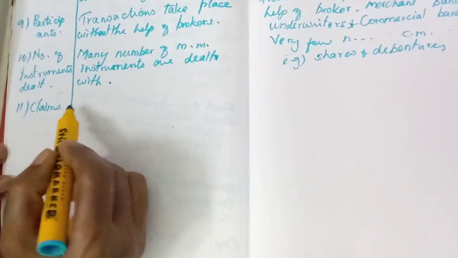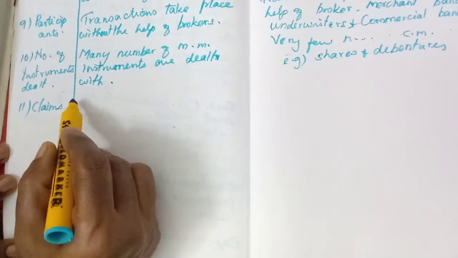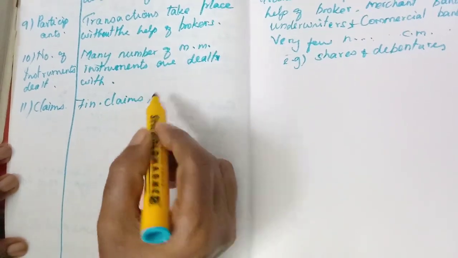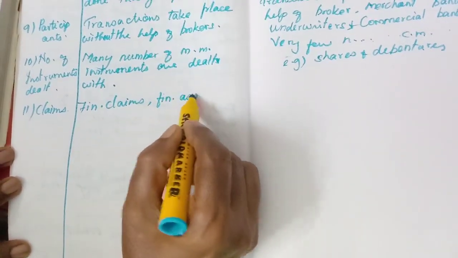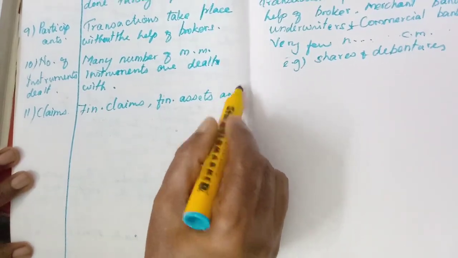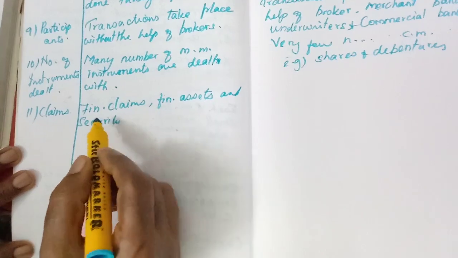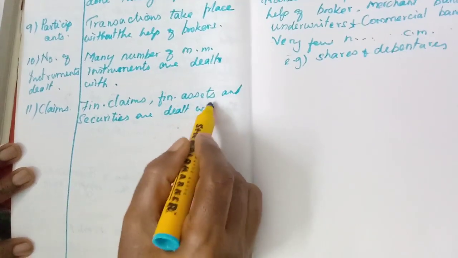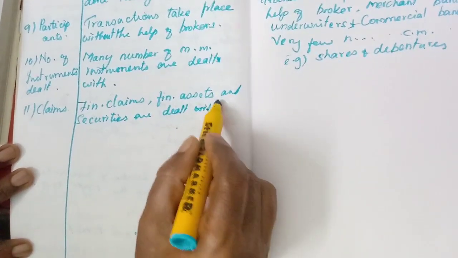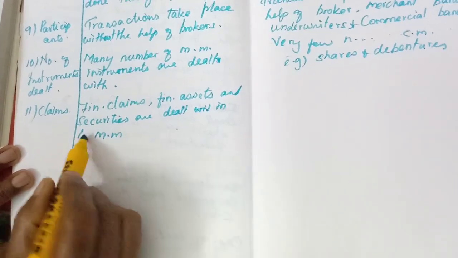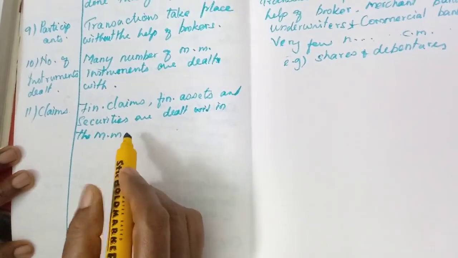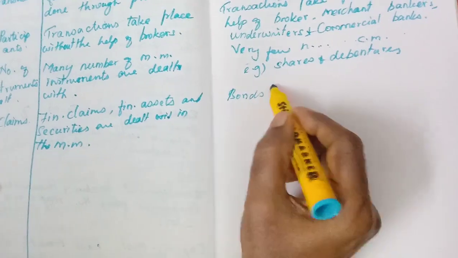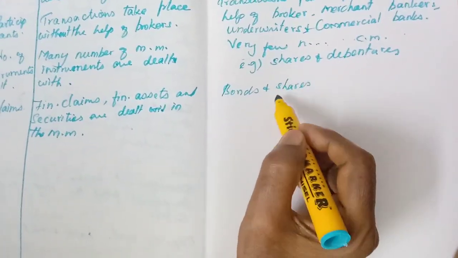Here again, which claims are they dealing with? Here, financial claims. Then financial assets. Financial assets and securities are dealt with within the money market. Here only bonds and shares, then shares and debentures, all somewhat repeated points.